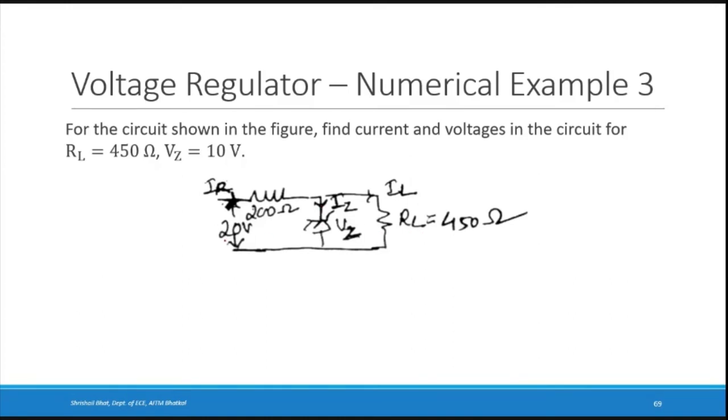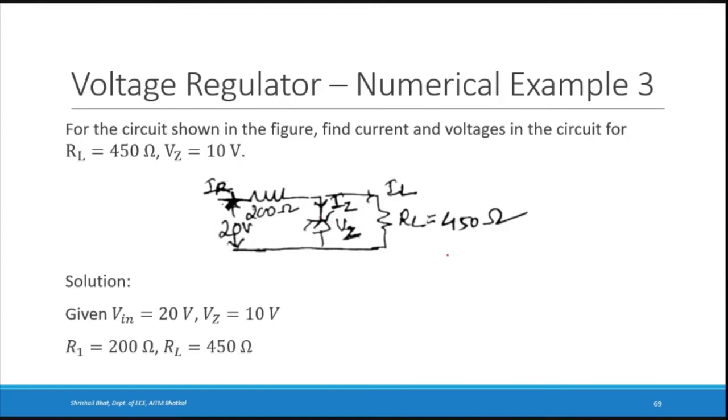Apart from that, in the circuit, you can see the input voltage is given as 20 volts here, and this resistance R1 is given as 200 ohms. Right? Let's write the given things. V in is 20 volts. Vz is 10 volts, it is given. RL is given as 450 and R1 is given as 200 ohms.